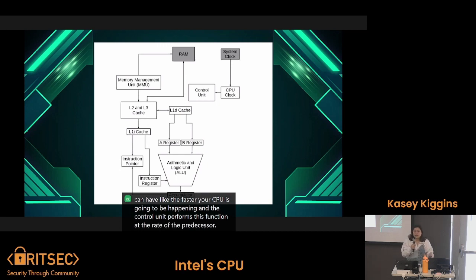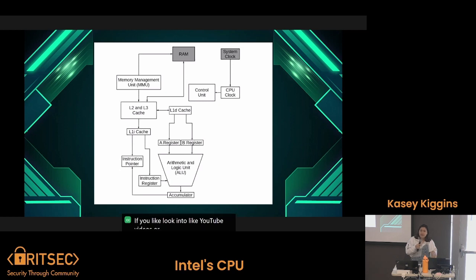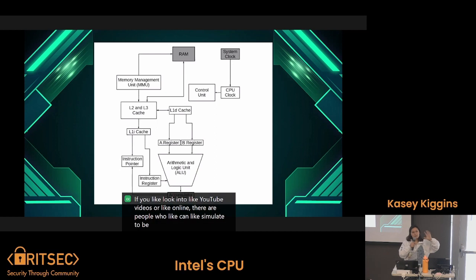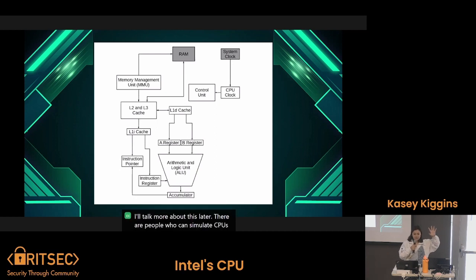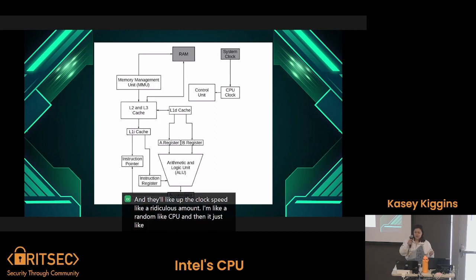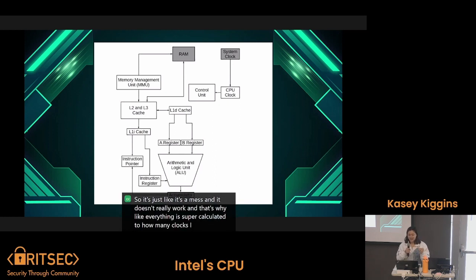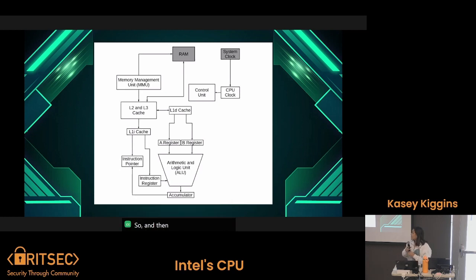If you look into YouTube videos or online, there are people who simulate CPUs. I'll talk more about this later. There are people who simulate CPUs on Proxmox or something like that, and they raise the clock speed a ridiculous amount on a random CPU, and then it just ruins it, because it can't actually go that fast because the processes aren't reacting that fast. It's a mess and it doesn't really work. That's why everything is super calculated to how many clock cycles it can actually go through. And then RAM, you know what that is.